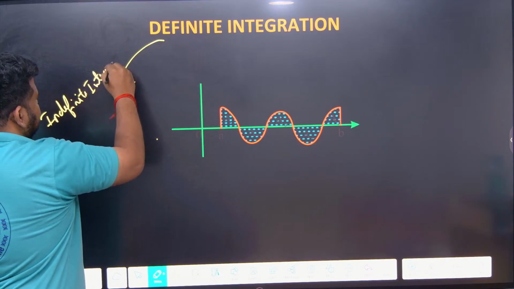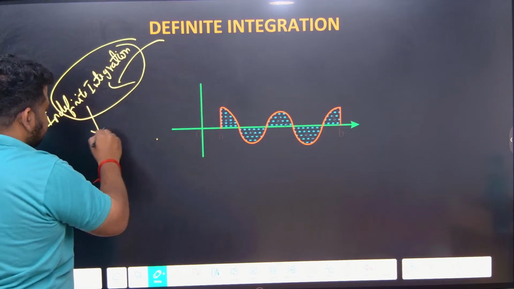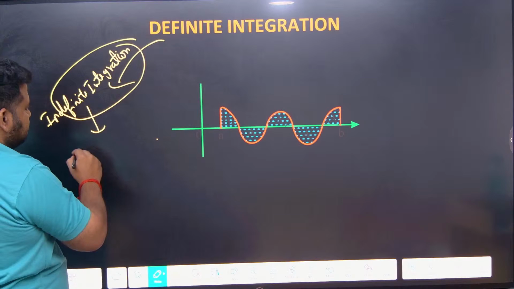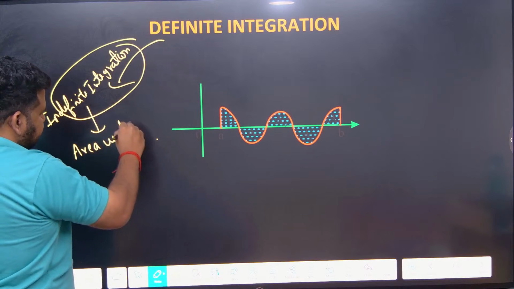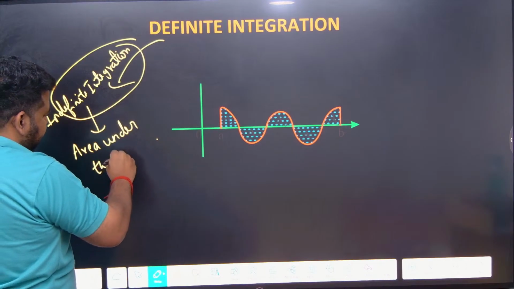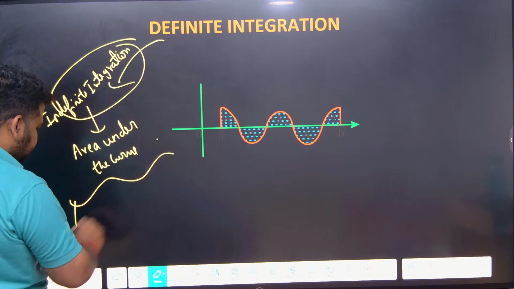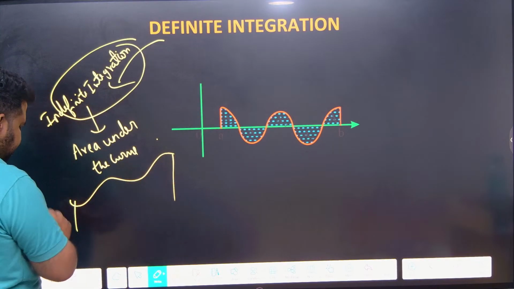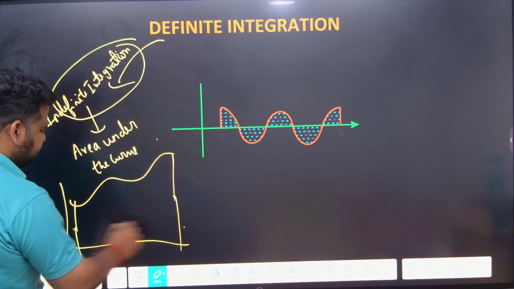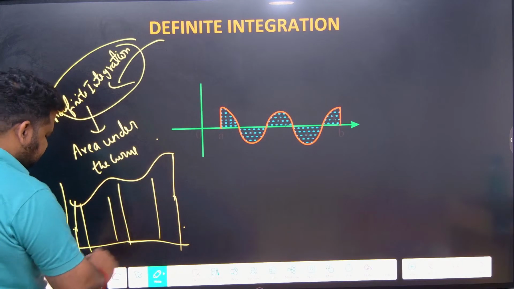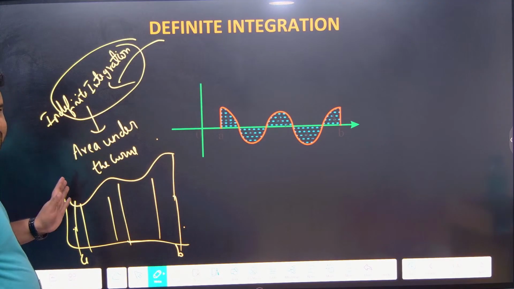There I told you the application of integration is about finding the area under the curve. So to find the area under the curve we need definite integration. For some random curve, if this is the curve, and you want to find the area under this, we will use integration. But if it is between specific bounds, suppose we have to find area from A to B, then we will use definite integration.